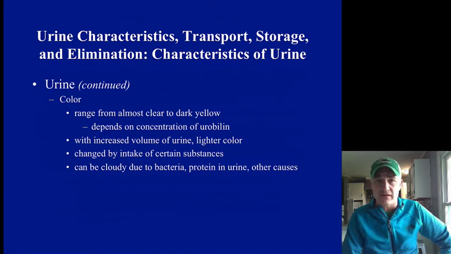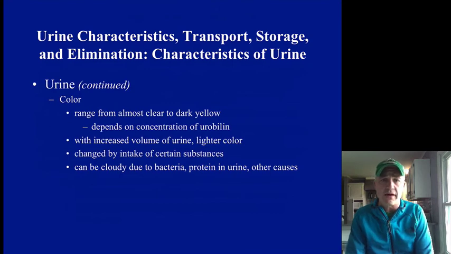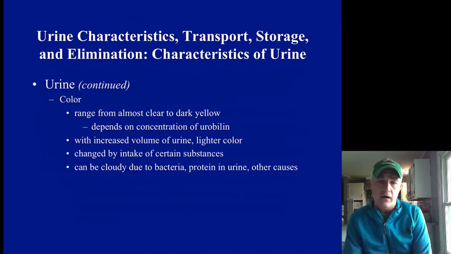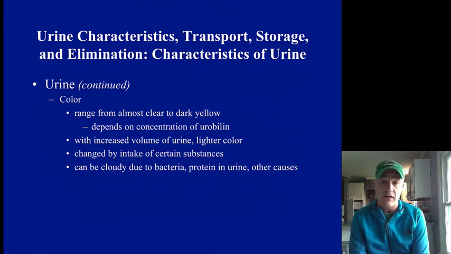Like I said, it should be slightly yellow. I mean, if you're getting really clear urine, you're probably overhydrating slightly, but you don't want a super dark urine either. Again, it can change depending on what you've eaten and other stuff like that. It should be clear. If it's cloudy, it could mean protein or bacteria or other stuff in the urine.